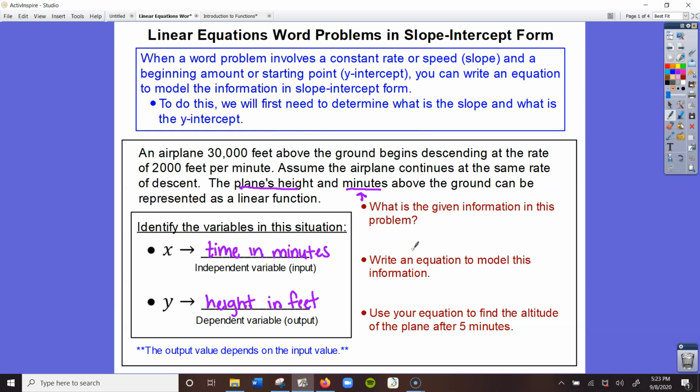The next part we're going to evaluate is what are our given information. And those are going to be the numbers. You're going to look for what these numbers represent in the context of the problem. We are told that the airplane is 30,000 feet above the ground at the moment it begins descending. Since this is the plane's starting point, we would say that would be the y-intercept, which is b. So b is going to be 30,000.